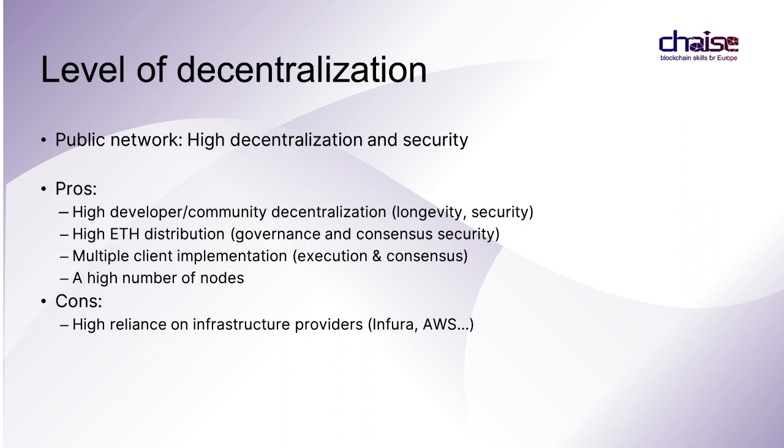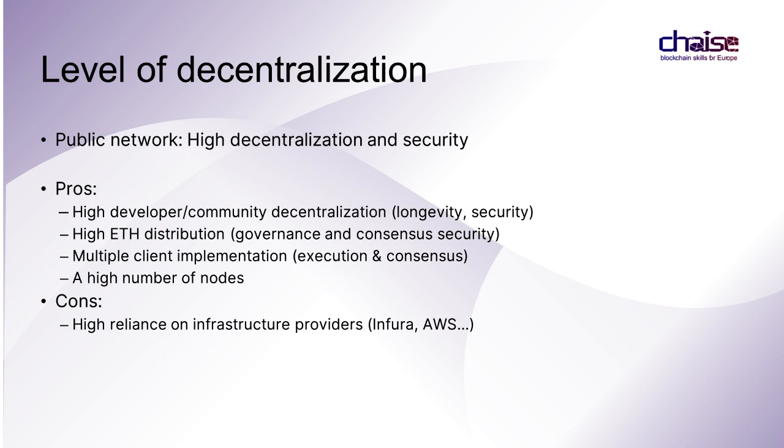The Ethereum network is a public network that allows anyone to participate. The level of decentralization and security is high. We should look at decentralization from a higher perspective and not only at the number of nodes. There is a high number of developers and community members worldwide, which is good for the longevity and security of the network. The native coin ETH is highly distributed, which prevents the possibility of price manipulation and adds to consensus security, harder to achieve a majority stake.